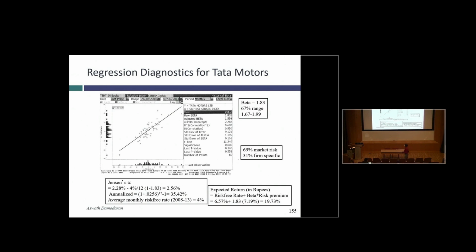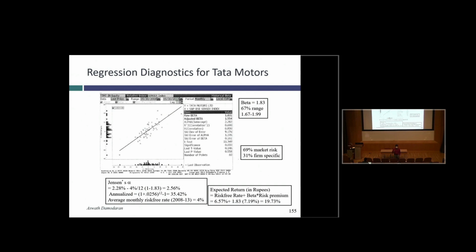And finally, if I plug the numbers in, the risk-free rate, if you remember, is the Indian rupee risk-free rate, which is the government bond rate, net of the default spread. The beta, 1.83, raw beta. The equity risk premium is the weighted average of where Tata Motors gets its revenues.